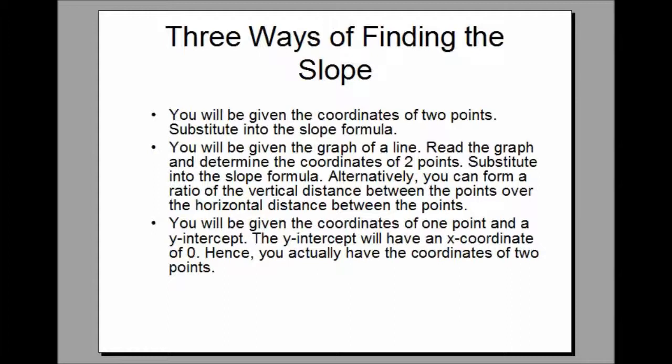What you also need to know is that if you are given a point and an intercept, you are really being given 2 points. For example, suppose you are told that a slope has a line 2, 3 and a y-intercept of 4. Because the x-coordinate of a y-intercept is always 0, you are being given the point 0, 4.